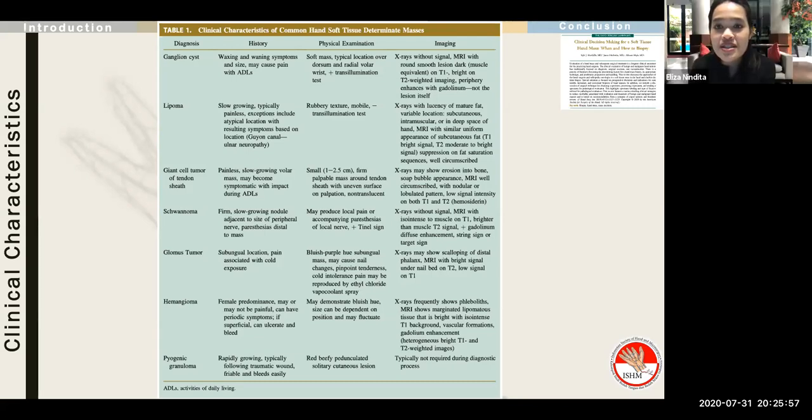On X-ray there is lucency of mature fat, and the location is variable: usually subcutaneous, intramuscular, or in the deep space of the hand. The MRI gives an appearance similar to uniform subcutaneous fat. On T1 it gives a bright signal, and on T2 a moderate to bright signal, with suppression on fat saturation sequences, and it is well circumscribed. Usually lipoma and ganglion cyst don't give any pain, although a ganglion cyst can possibly give pain, but most of them are not symptomatic.